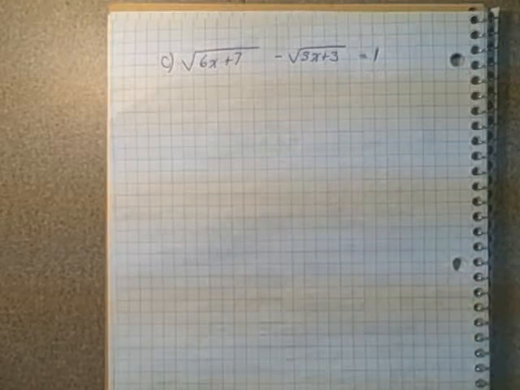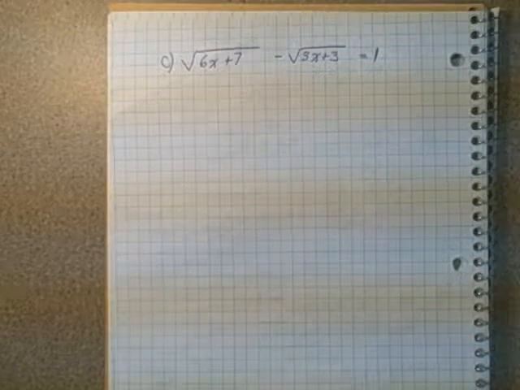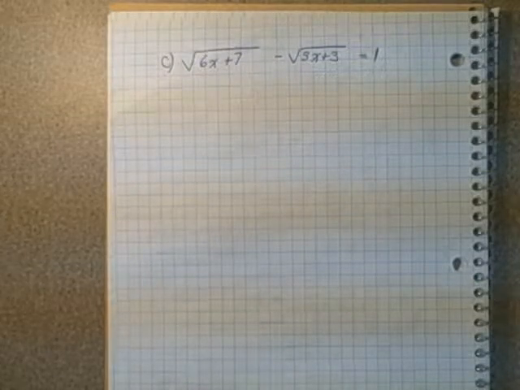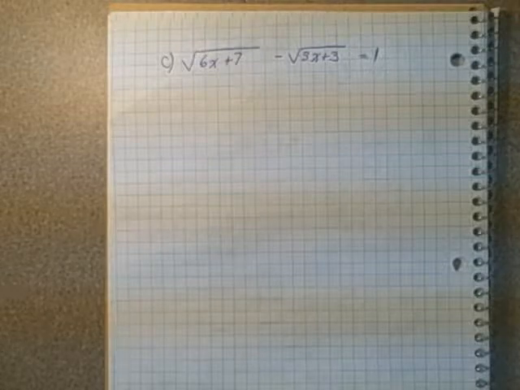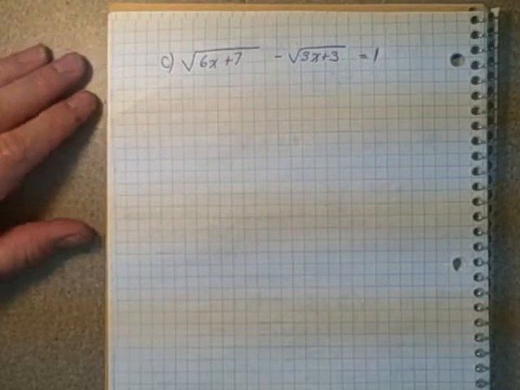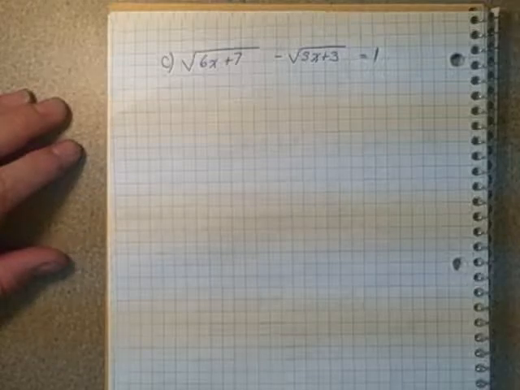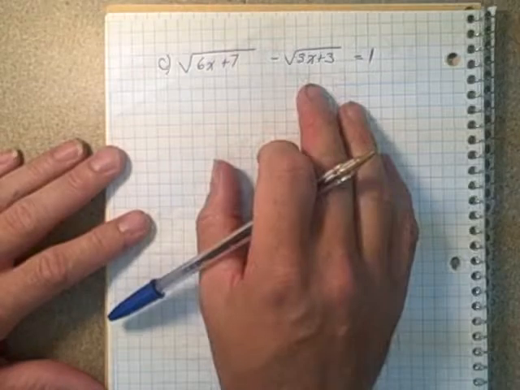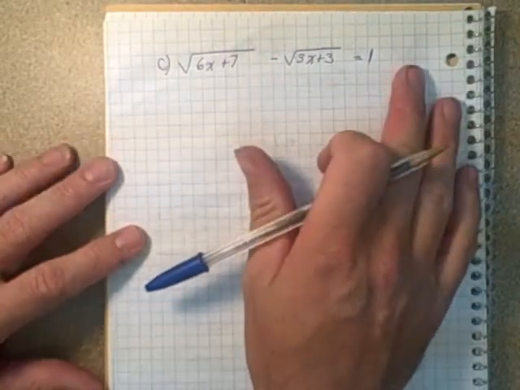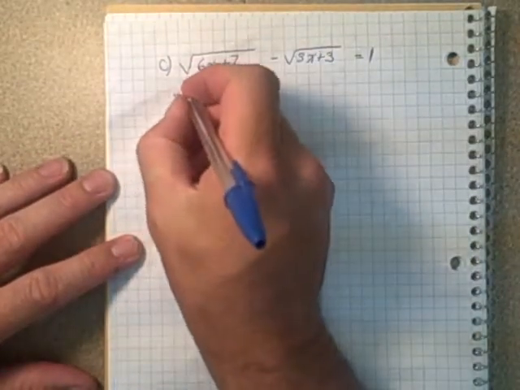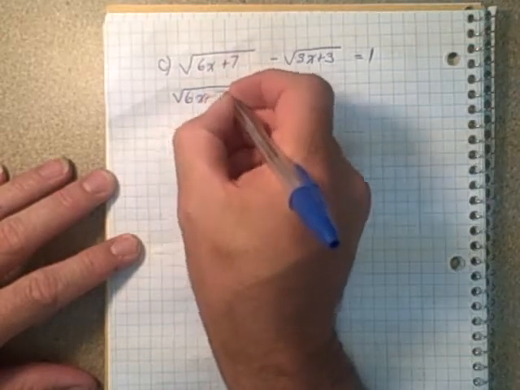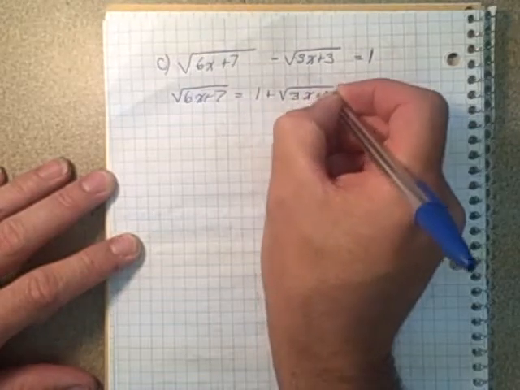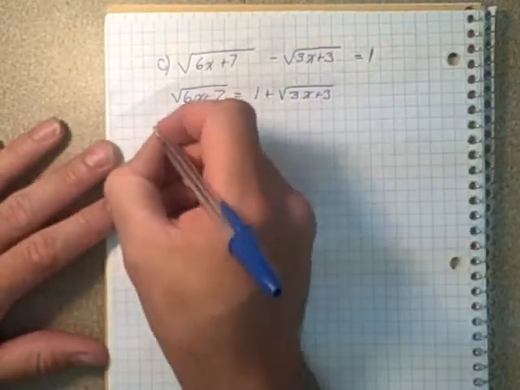Okay, here we are with our third example on solving radical expressions. And if you have two radicals like this, it tends to get quite difficult. So what you want to do, first of all, is isolate one of the radicals by itself. So I'm going to move this one over here so it becomes positive. And then I'm going to subtract 1 on this side.